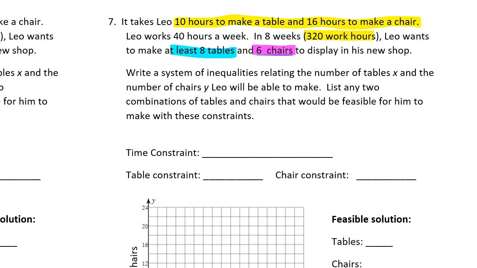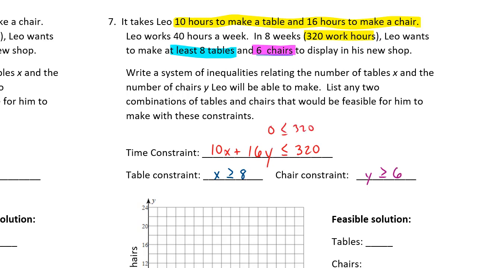So we actually have 3 separate inequalities here. The first one, if we use x to represent the number of tables and y to represent the number of chairs, would be 10x plus 16y. And he has 320 work hours available, so he can't work more than that. It's going to be less than or equal to 320 hours. And then we have our table constraint. He wants to make at least 8 tables, so x has got to be greater than or equal to 8. He wants to make at least 6 chairs, so y has to be greater than or equal to 6.